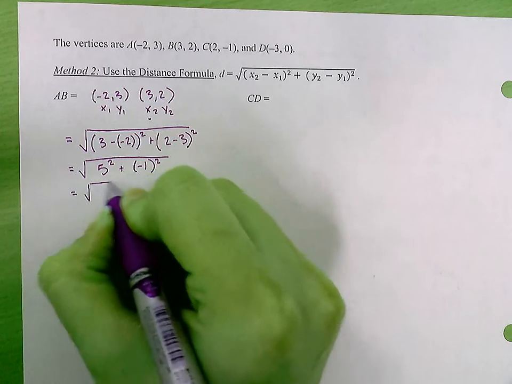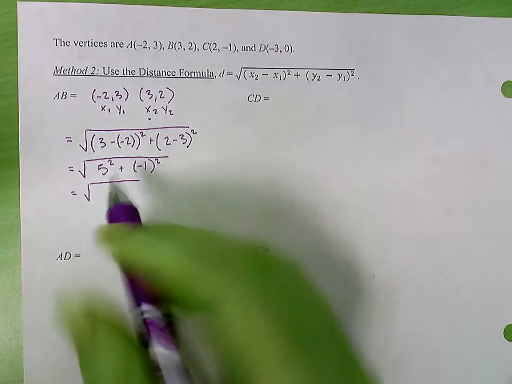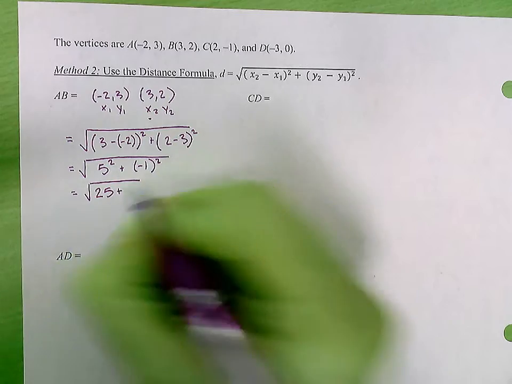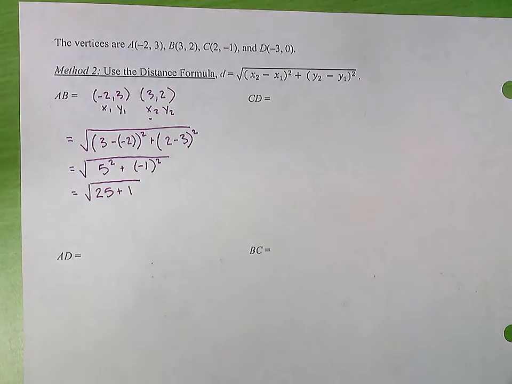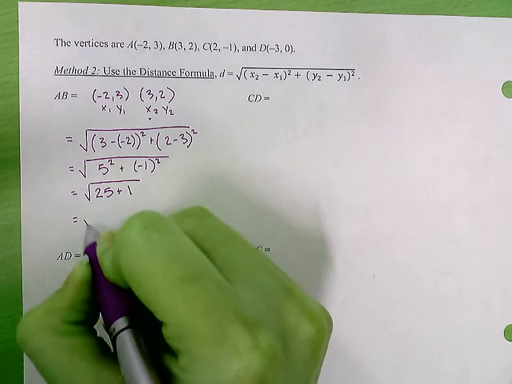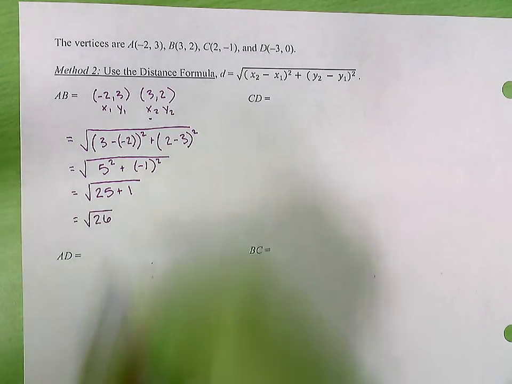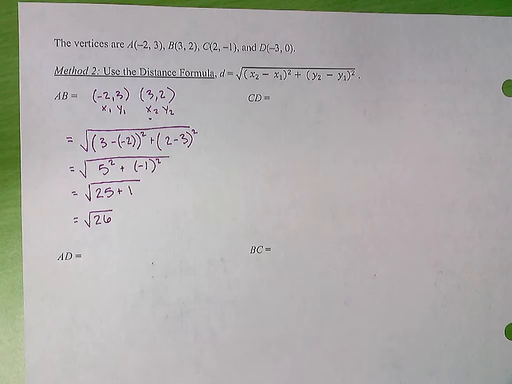Okay, so I want to square both of those terms, so I have 5 squared is 25, plus -1 squared is 1. And I get the square root of 26. And I'm just going to leave it like that. I'm not going to plug it into the calculator and get a decimal, because all I'm doing is seeing if my two sides are congruent. So if I get down to both of them being the square root of 26, then they're congruent and you don't have to go any further.